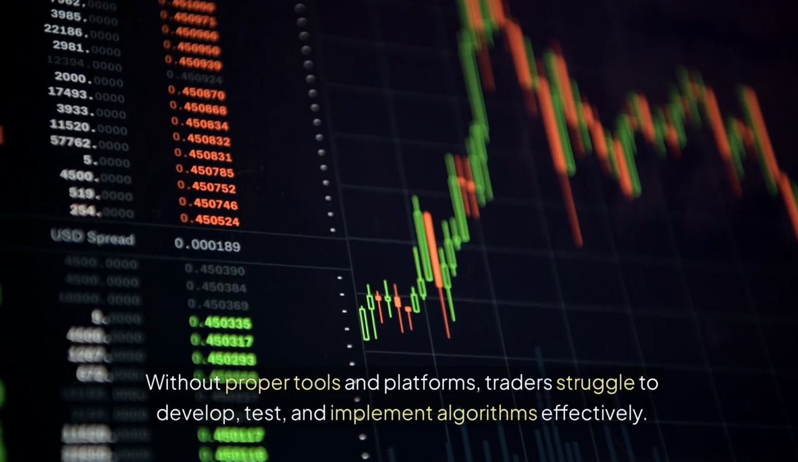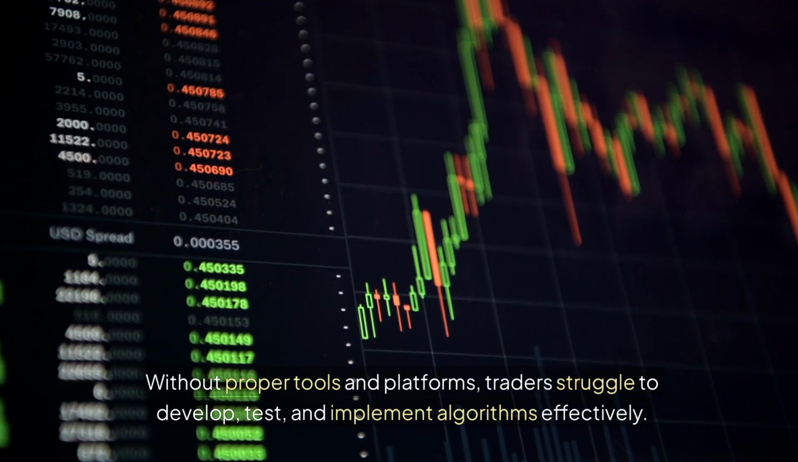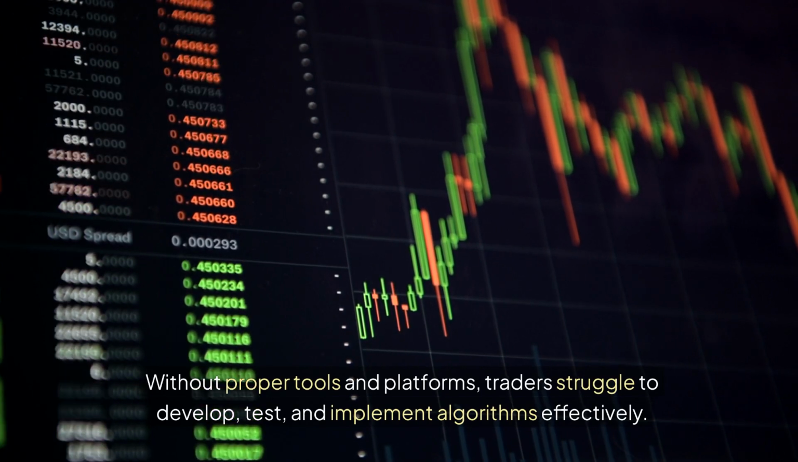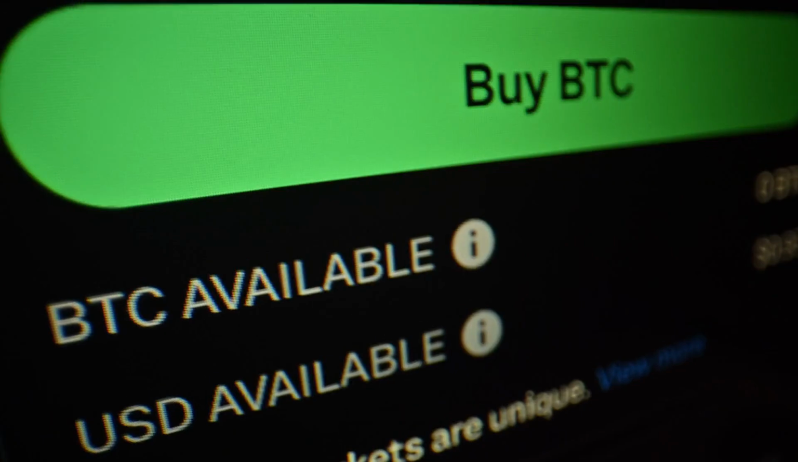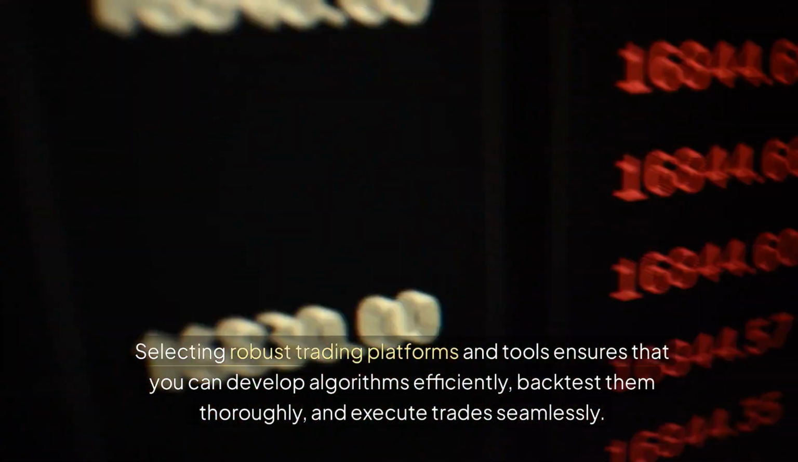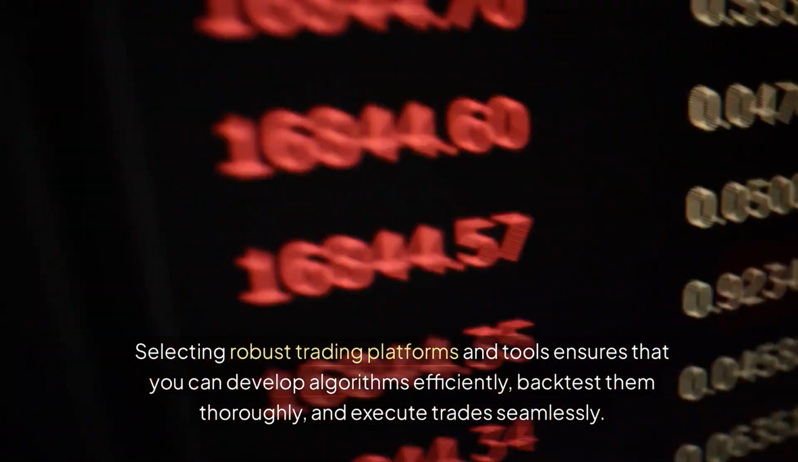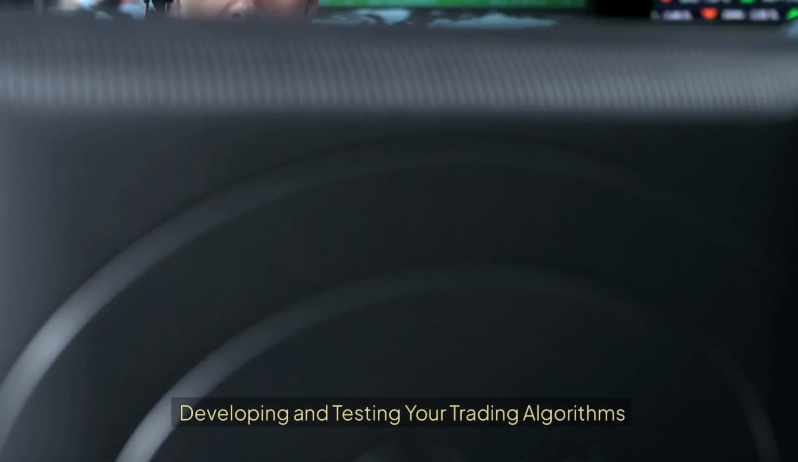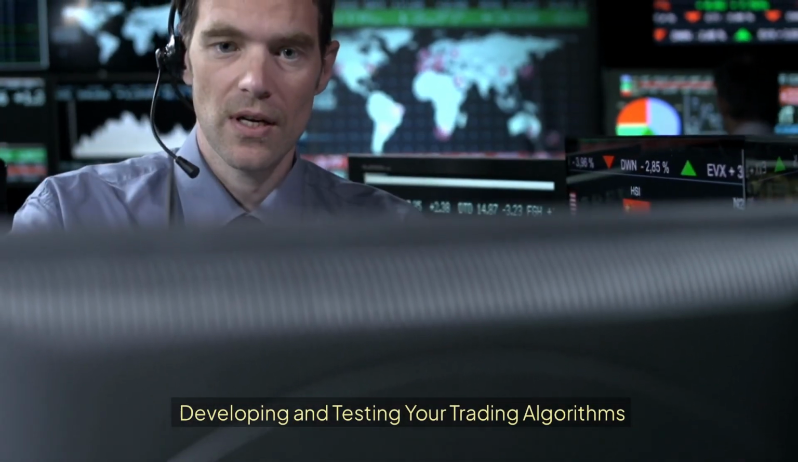Problem: without proper tools and platforms, traders struggle to develop, test, and implement algorithms effectively. Solution: selecting robust trading platforms and tools ensures that you can develop algorithms efficiently, backtest them thoroughly, and execute trades seamlessly. Developing and testing your trading algorithms.